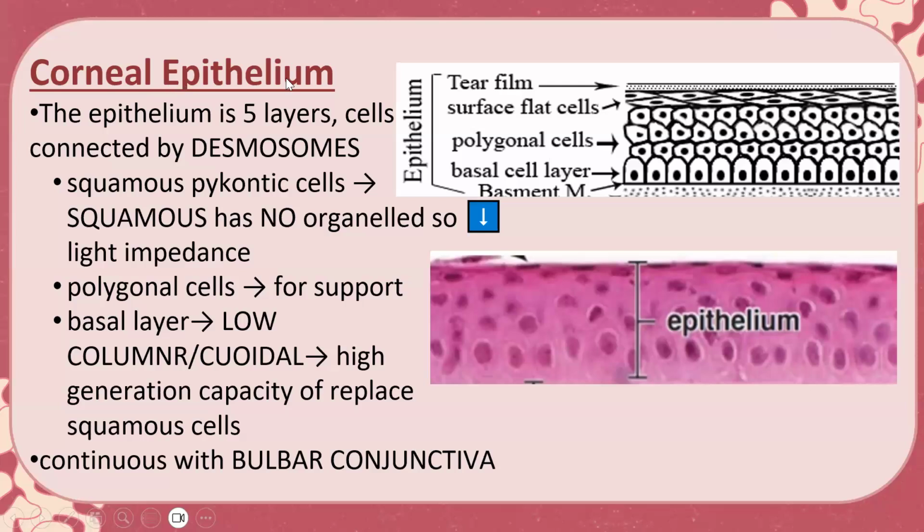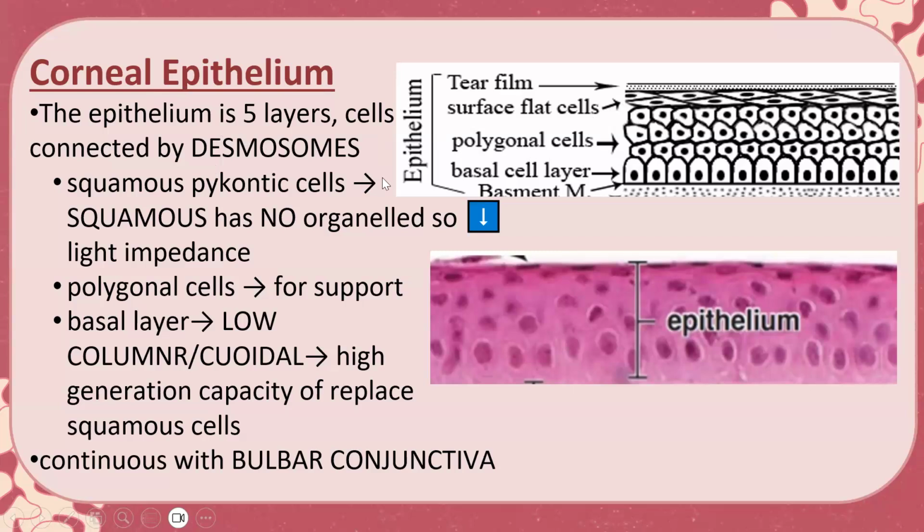The corneal epithelial layer is 5 layers of cells, and these cells are connected by desmosomes. Anyways, the first or superficial layer of the corneal epithelium is the squamous flat cell layer. It doesn't have organelles, but it is flat and it is thin.